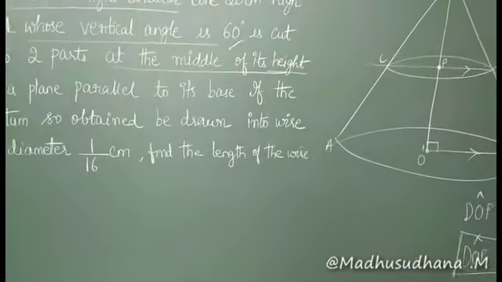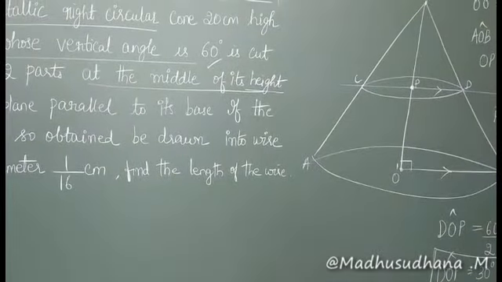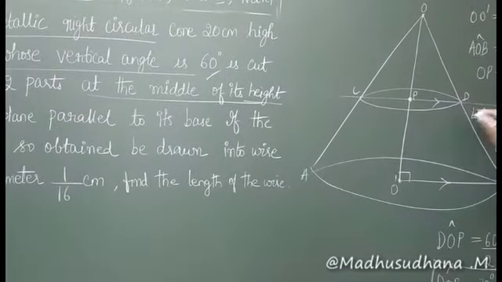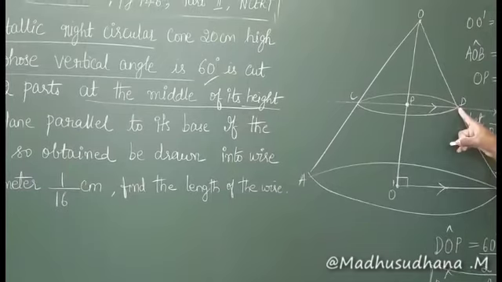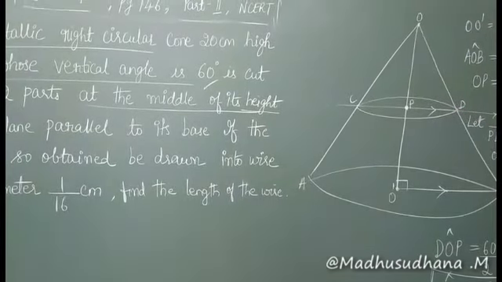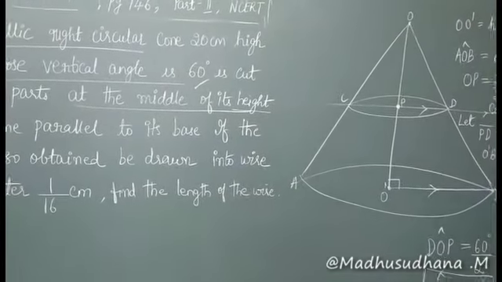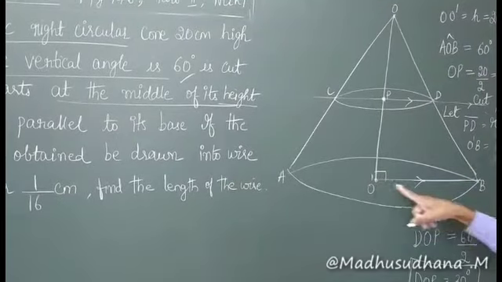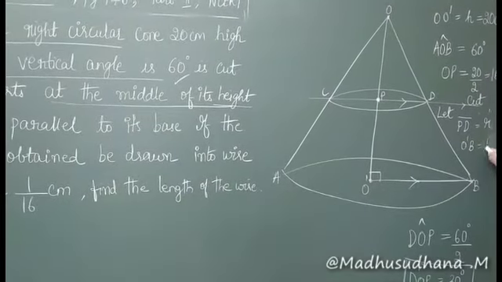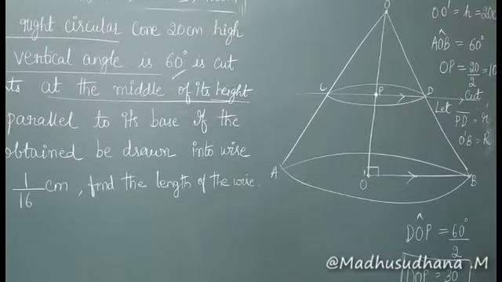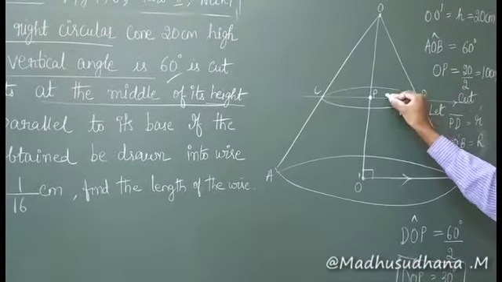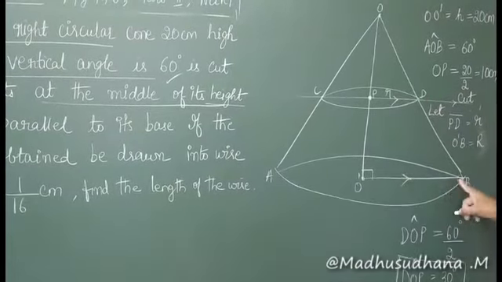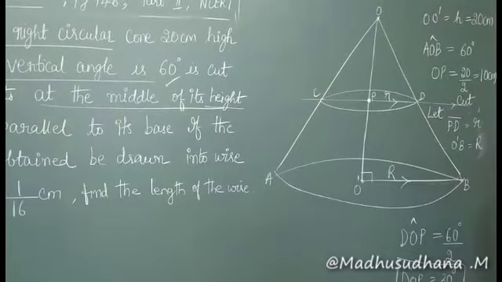So here let me consider this radius, let me call this by small alphabet r here, and O dash B, let me write this as capital R. Followed it? So this is small r radius, and from here to here let me call this capital R.